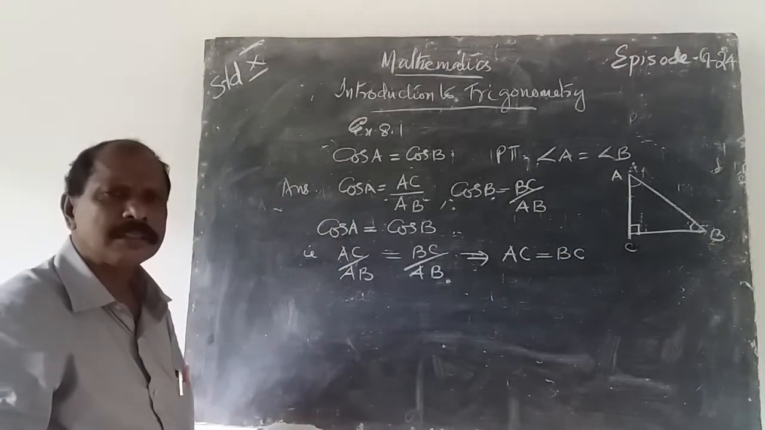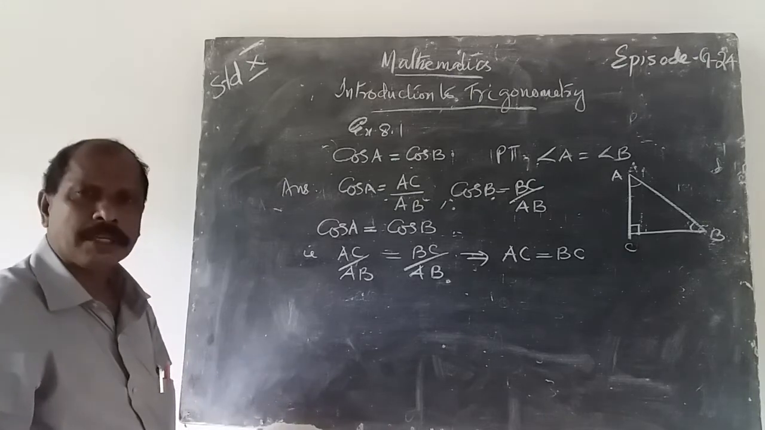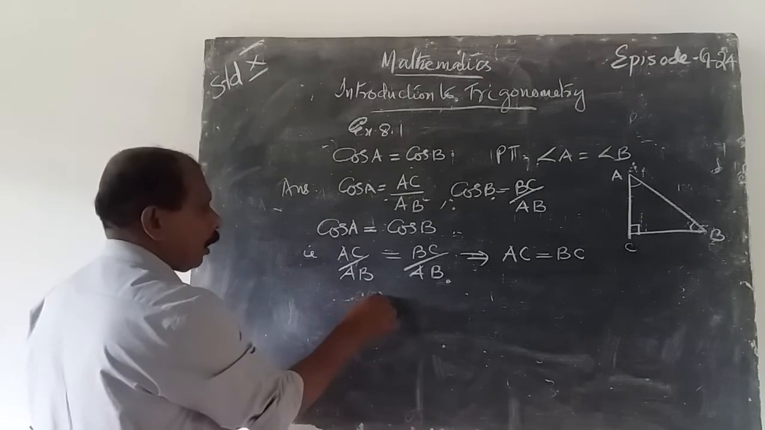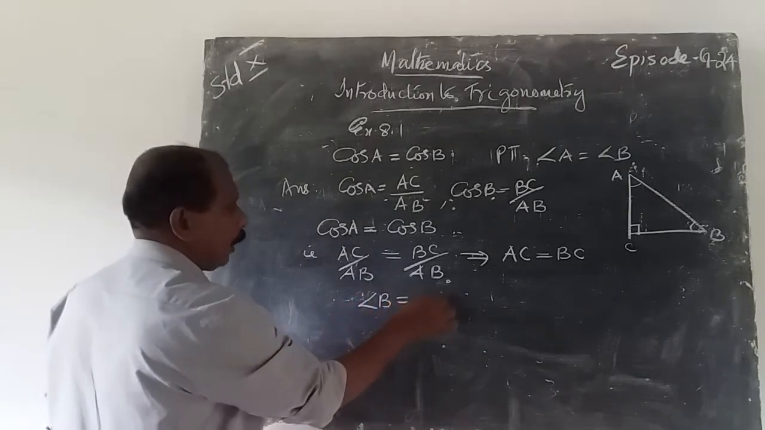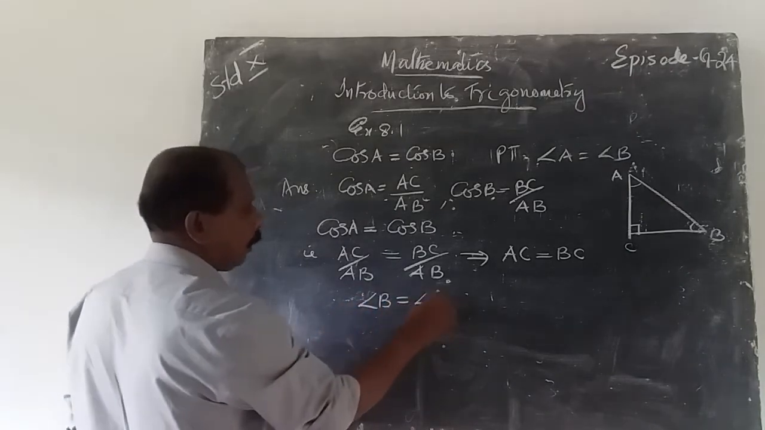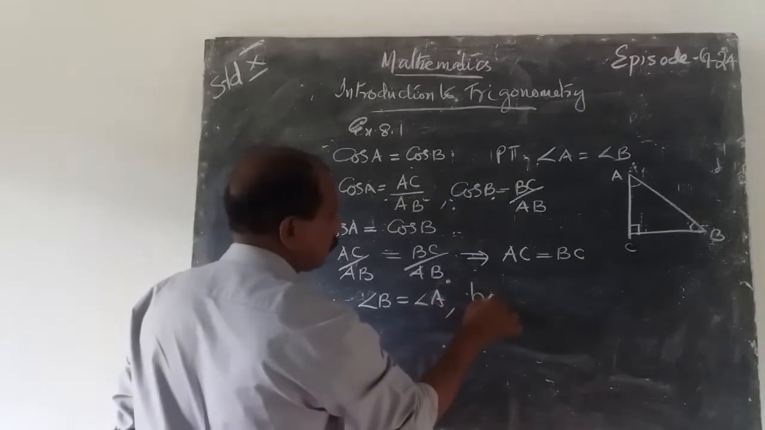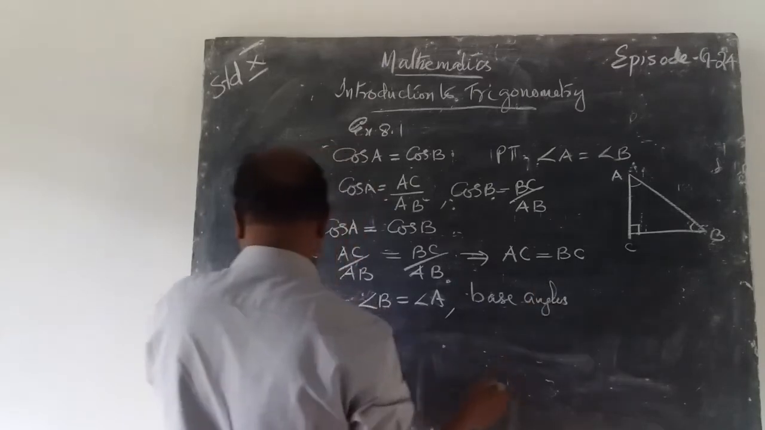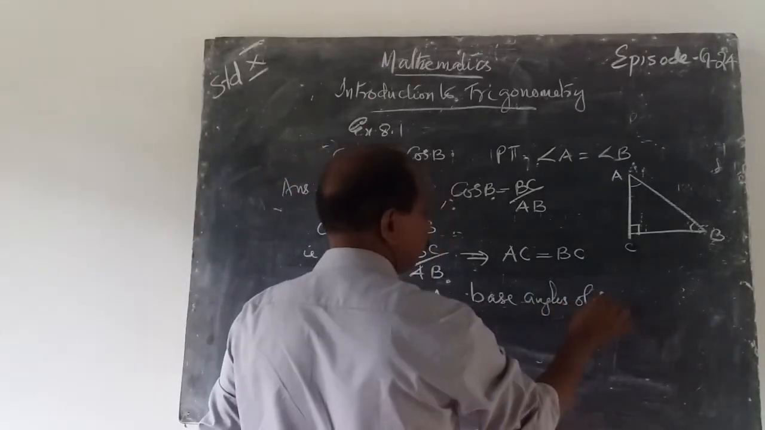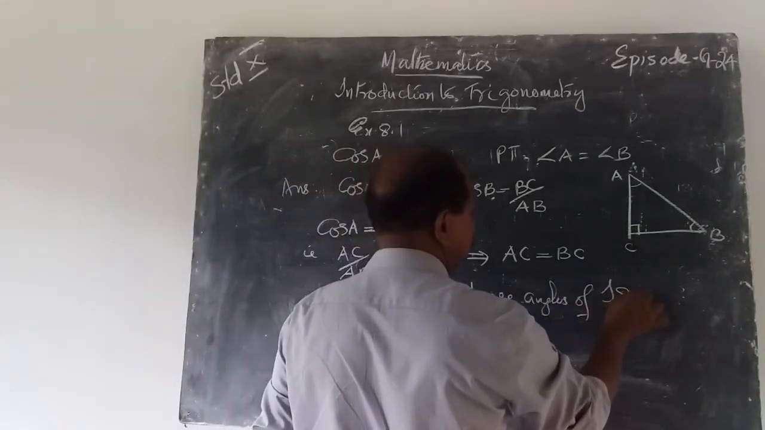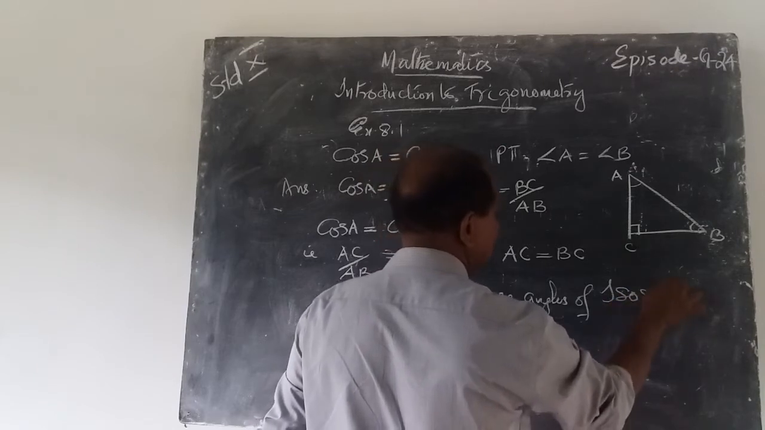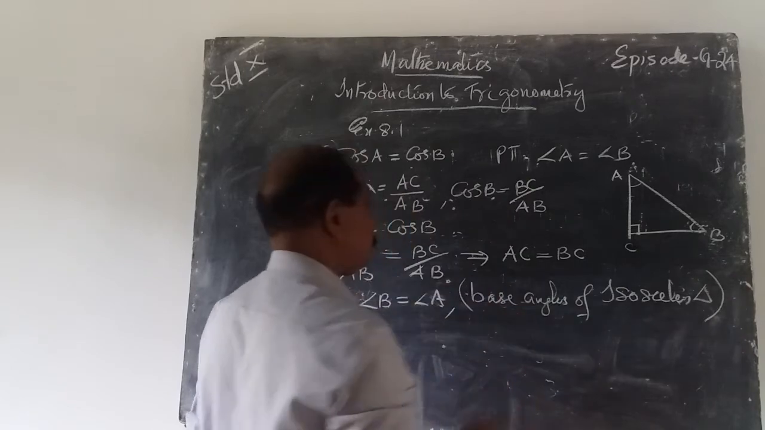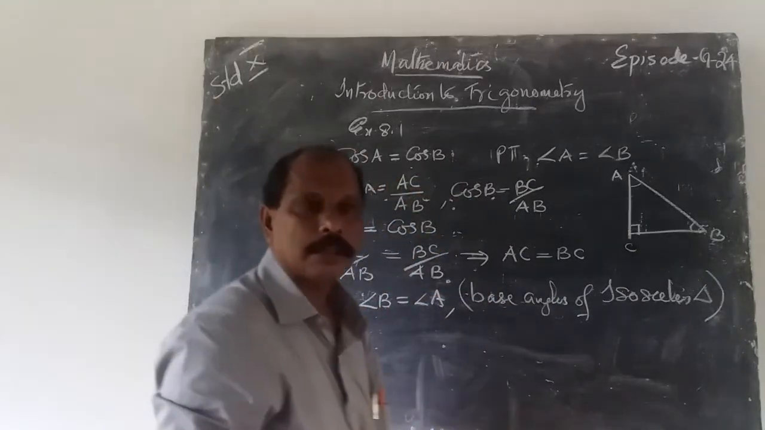That is, two sides of a triangle are equal. Therefore, angle B is equal to angle A. Base angles of an isosceles triangle are equal. Therefore, we can prove that angle A is equal to angle B.